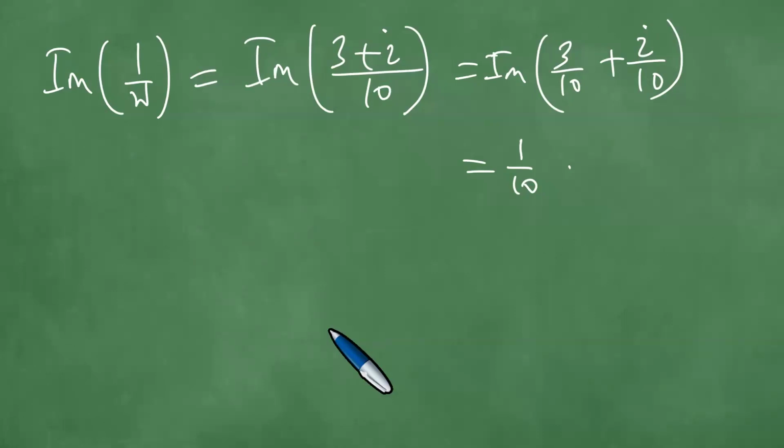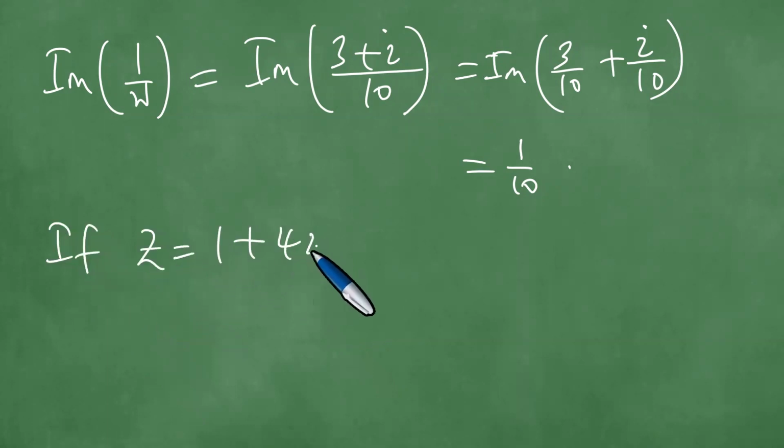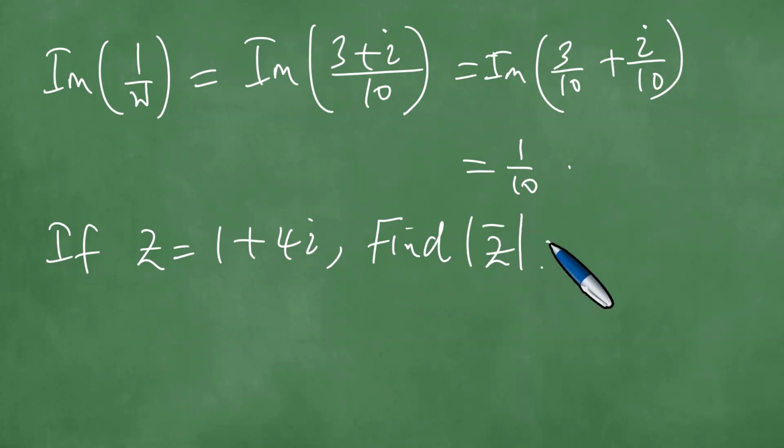And I want us to find the following, and this is very important. If, for example, z is 1 plus 4i, find the length of the complex conjugate of z.